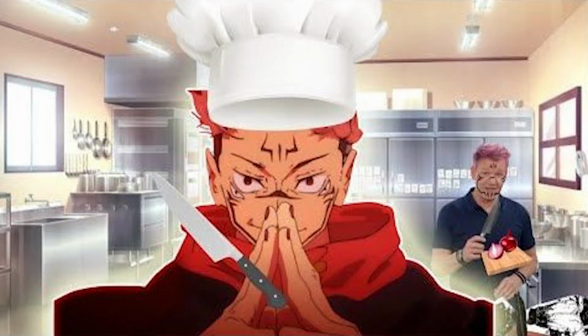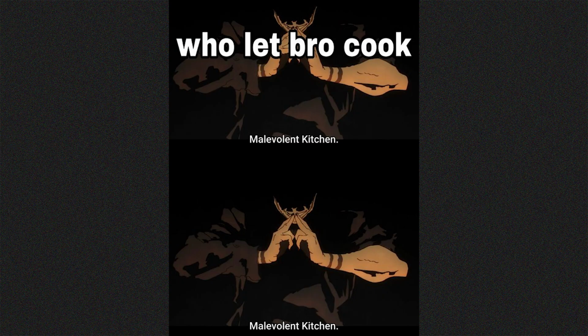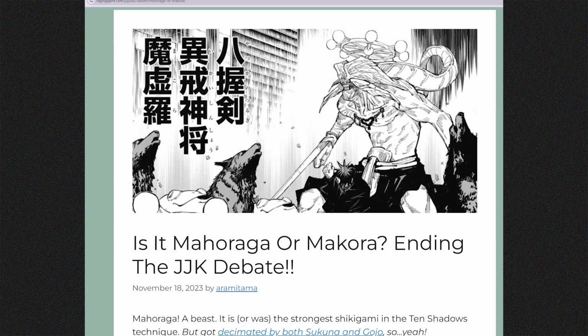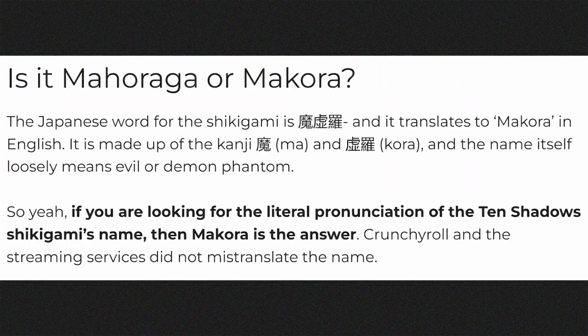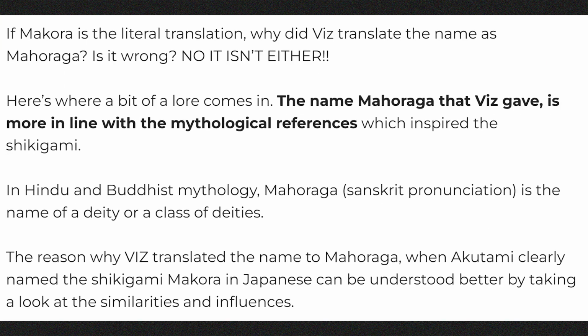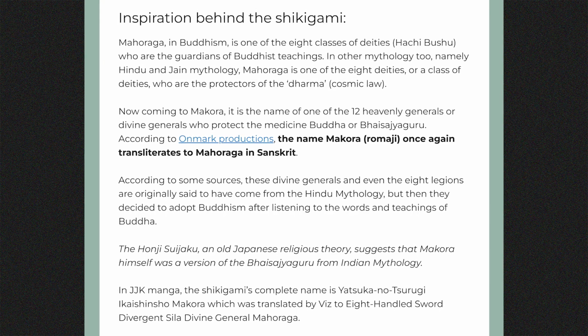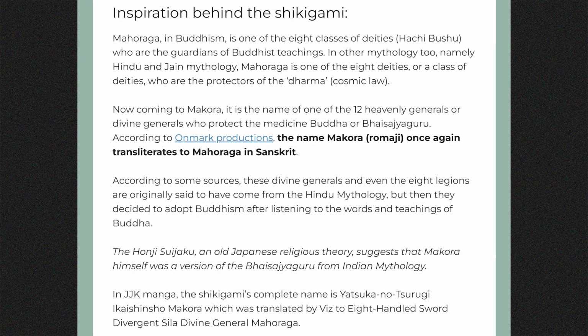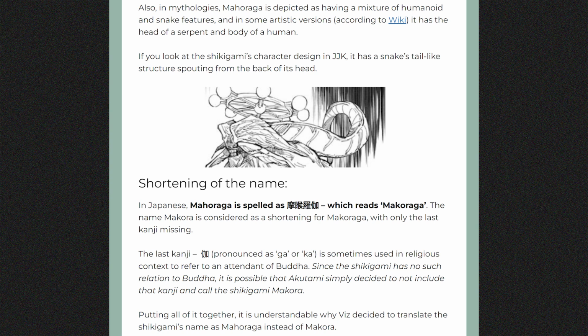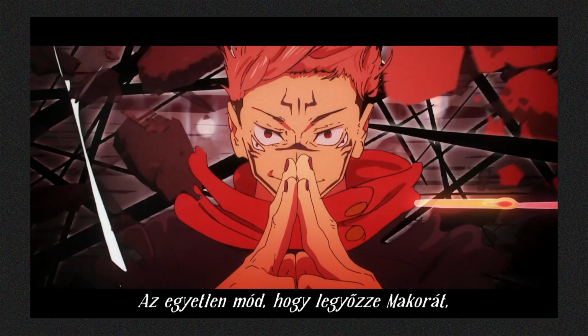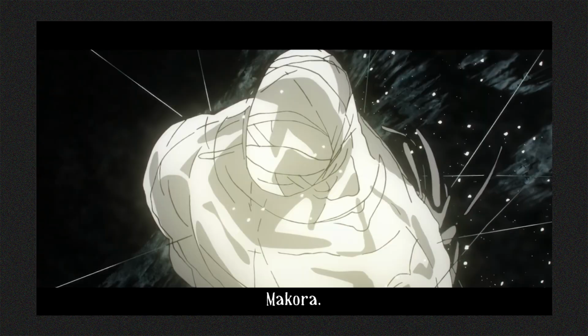Oh, and I apologize to the JJK stans if I say anything dumb regarding Sukuna's curse technique and domain expansion. Also, I know that MAHORAGA's name is actually Makora if we read the kanji of his name, but as the obvious translation refers to him as MAHORAGA, and as in Buddhist mythology, MAHORAGA is the Sanskrit pronunciation of his name, I will also call him that. Though in the translation in my language he's called Makora too, so yeah, whatever.